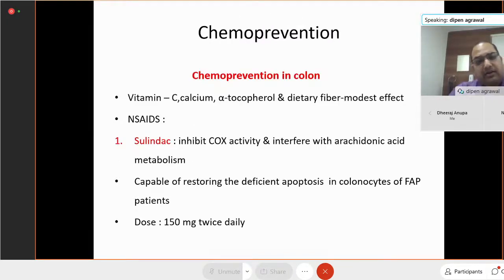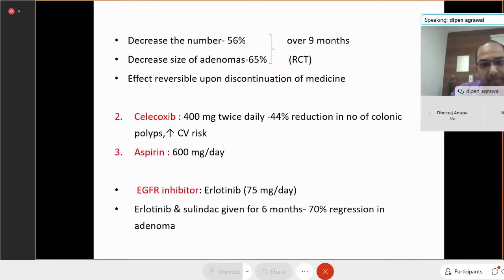So, chemoprevention: vitamin C, calcium, alpha tocopherol, and dietary fiber have a modest effect. At present, they are not recommended. NSAIDs like sulindac inhibit COX cyclooxygenase activity and interfere with arachidonic acid metabolism, and are capable of restoring the deficient apoptosis in the colonocytes of PEP patients. The dose is 150 mg twice daily. In RCTs over 9 months, it has been shown to decrease the number of polyps in 56% of patients and decrease the size of adenomas in 65% of patients. However, the effects are reversible upon discontinuation of the medicine.